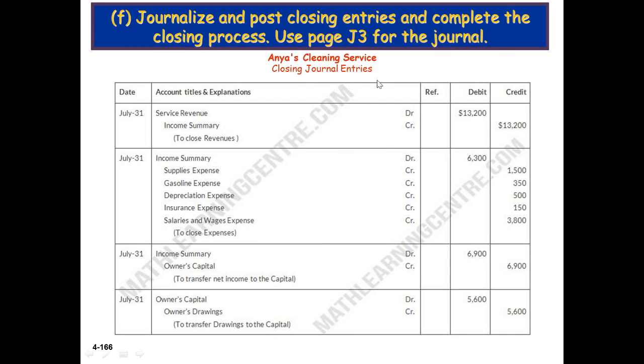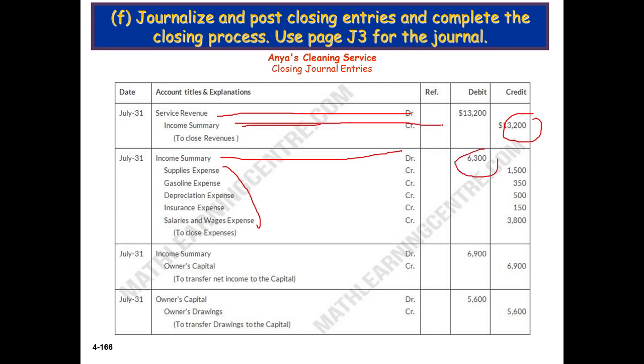And closing journal entries. Now we need to close our revenue, expenses, and drawing. When we close revenue, we know revenue closes to income summary: revenue will be debit and income summary will be credit. All expenses close to income summary: income summary will be debit and all expenses will be credit. This figure is greater than this figure, so the income summary has a credit balance.